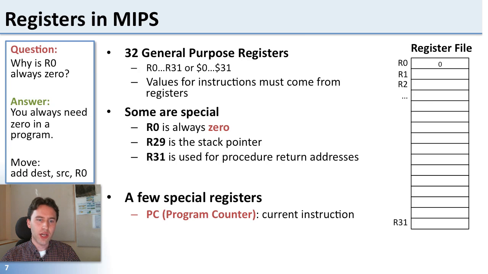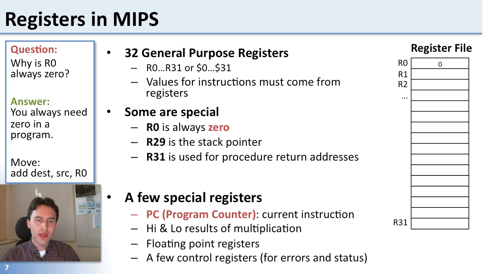There are also a few special registers in MIPS, and the one that we're going to talk about most, and we're going to talk about a lot today, is the PC, or the program counter. This is the register that holds the address of the current instruction that you're executing. This is the one that tells you which instruction am I working on now, and when you want to go on to another instruction, you need to update this value. There are a bunch of other special registers also, which we're not going to touch on in this class. There's high and low for the results of multiplication, floating point registers, and a bunch of control registers, which you may use in the I/O lab later in the term.